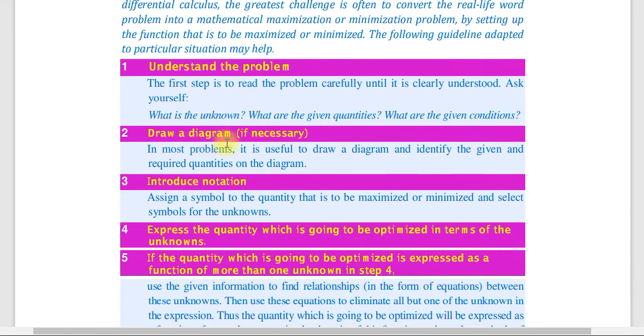Second, draw a diagram if it is necessary. In most problems, it is useful to draw a diagram and identify the given and required quantities on the diagram.